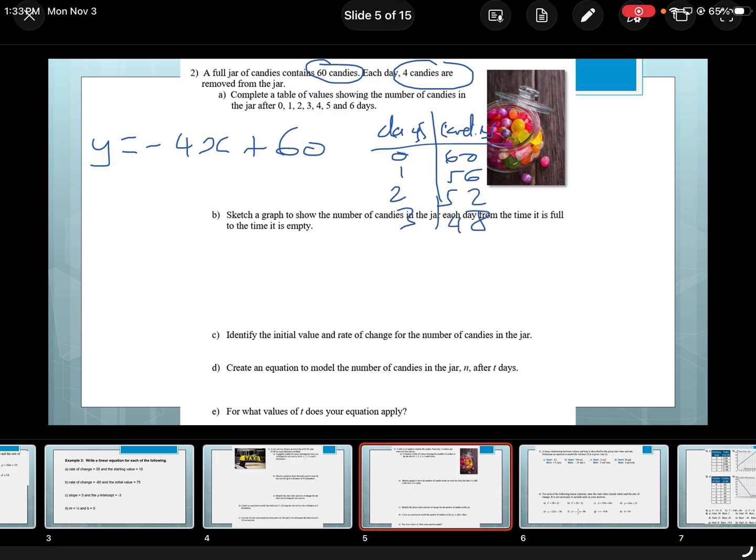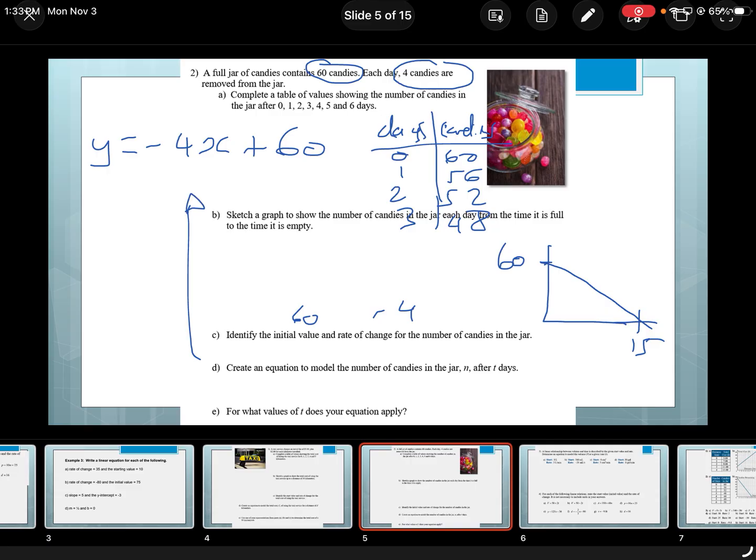Keeps going down. If I sketch a graph of this, first of all, we want to know how many days it would be. But if it's going down by 4, we know it's going to be 15 days, don't we? Because 15 times 4 is 60. So our graph's going to look something like this, where that's 60, and our 15 days here, and it looks like that. Cool. Initial value is 60. Rate of change is -4. Create an equation, done that.